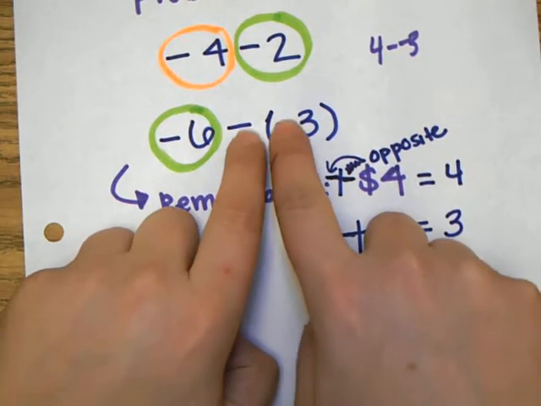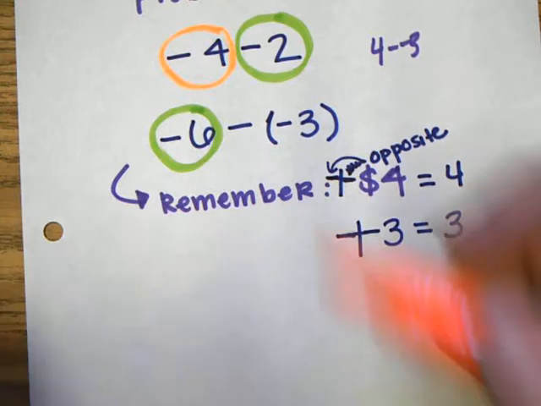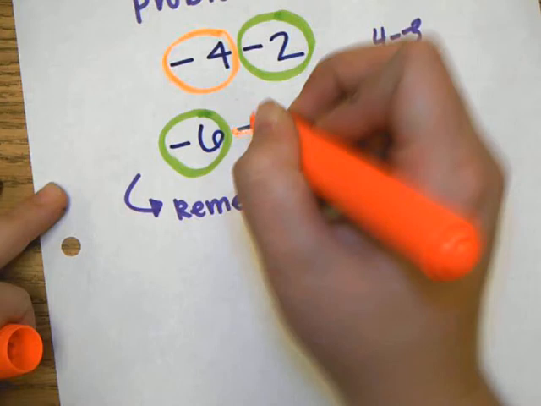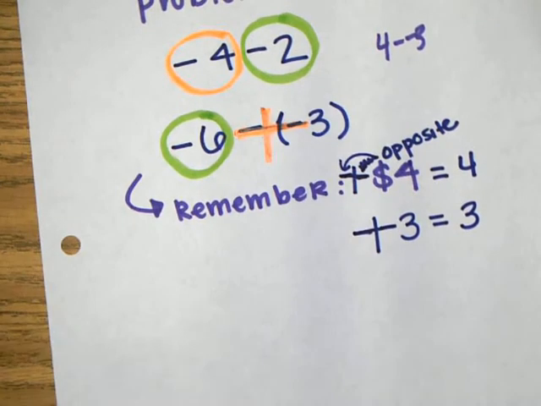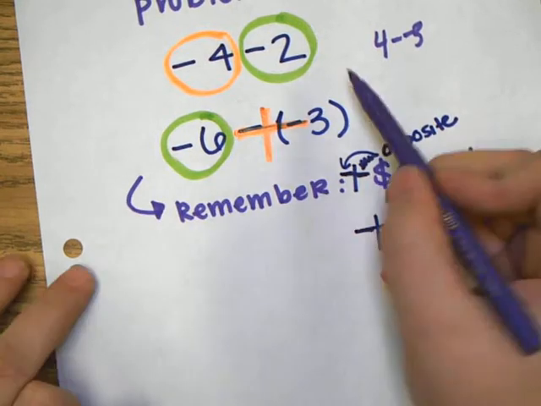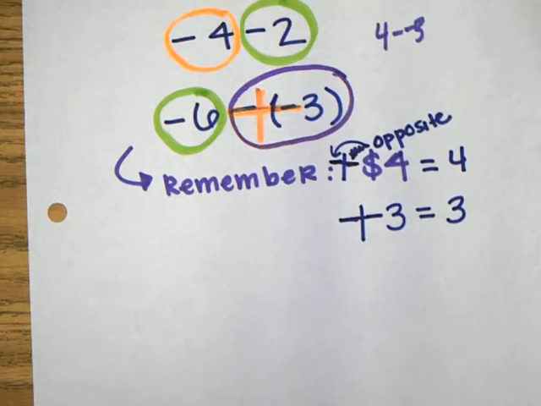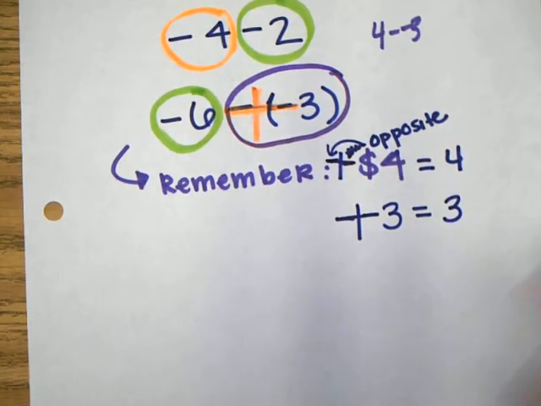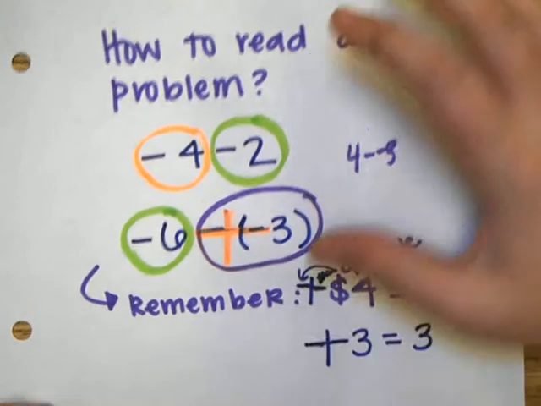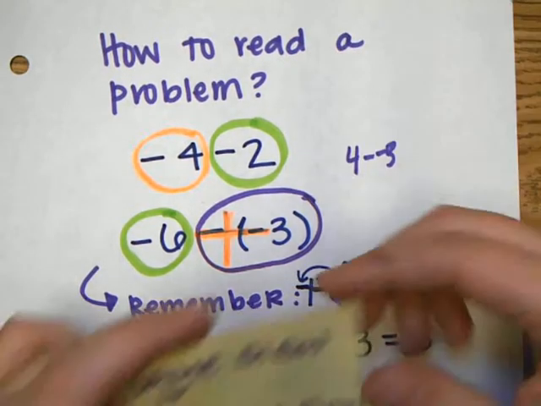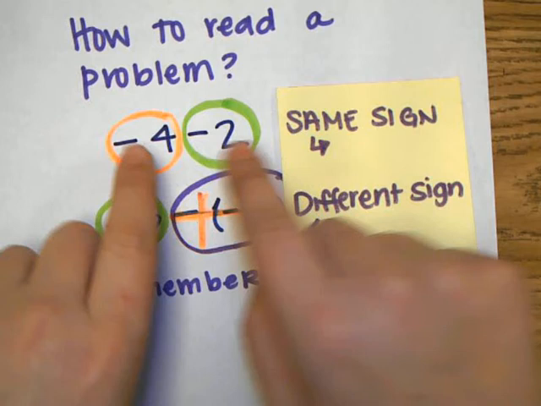So with this problem, when you see two negatives like that, we're going to change this to a positive symbol. We're going to connect the two, and so we're going to see this as -6 and +3. So we have some rules that we're going to apply. Now we've looked at how to read the problems to use this method of solving them.